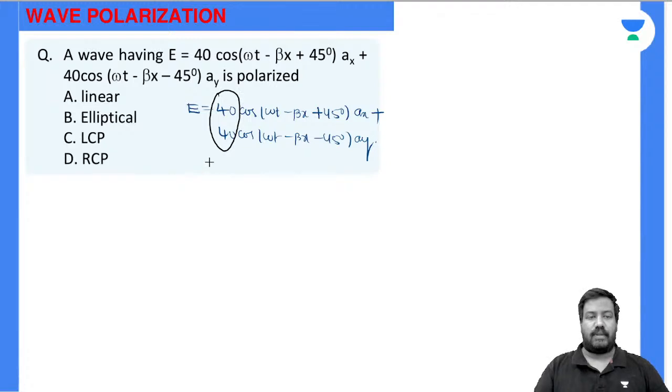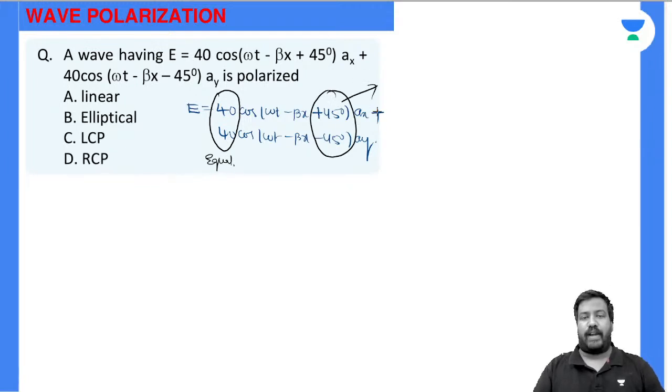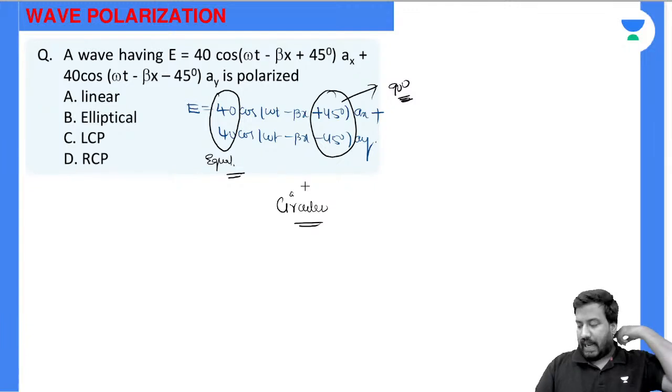Amplitudes equal, phase varying from plus 45 to minus 45. Total phase difference is 90. Equal amplitude and out of phase by 90 is circular polarization. That's okay. But how can you tell me whether it is left or right now? The toss is between C and D.